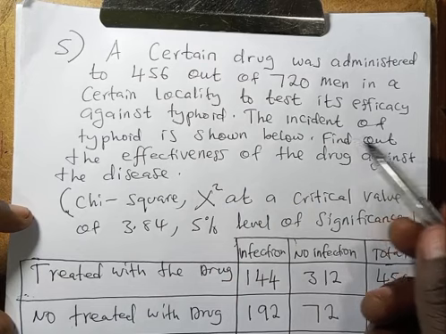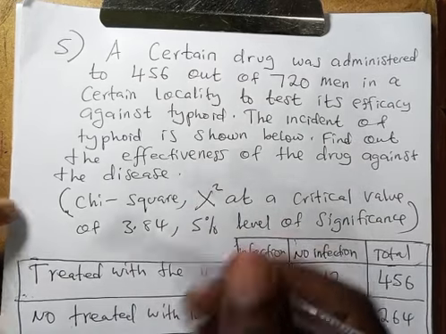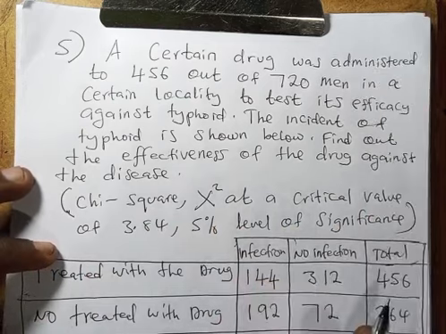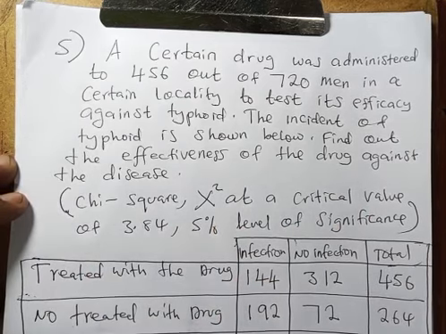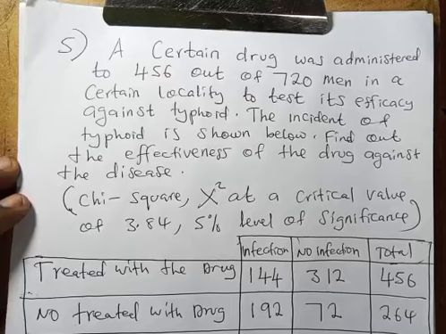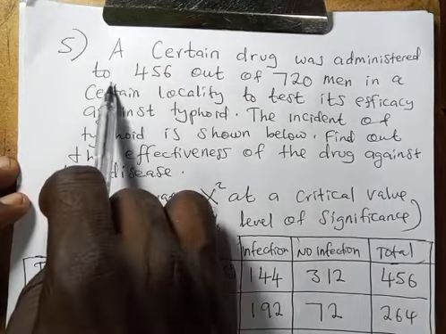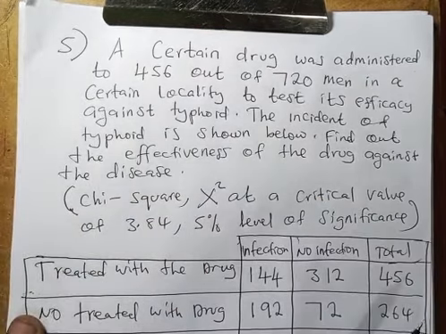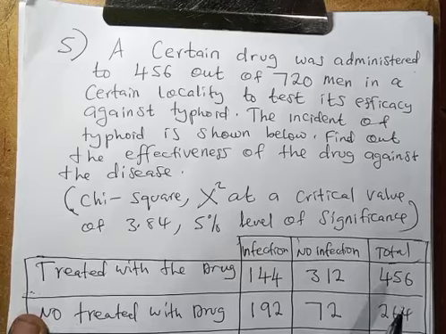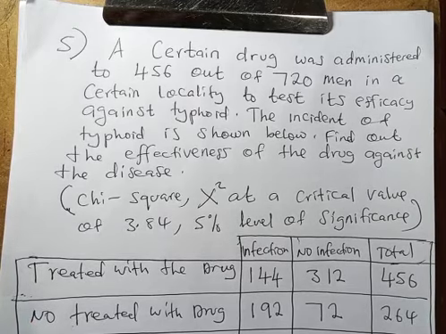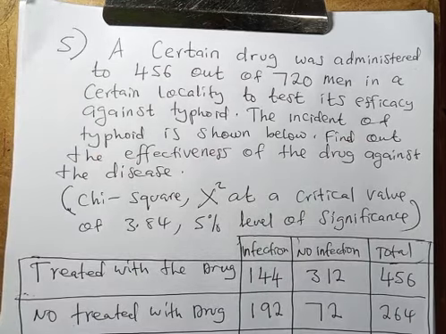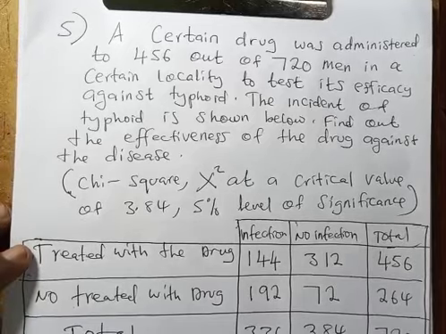The question is saying find out the effectiveness of the drug against the disease. So what we're looking for is the effectiveness of the drug against the disease, and this disease is called what? Typhoid. So this drug was administered to 456. The total was 720, to check the efficacy against the typhoid disease, and the incidence of the typhoid is shown in the table below.